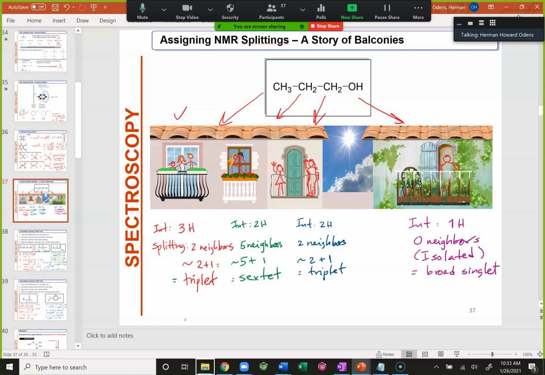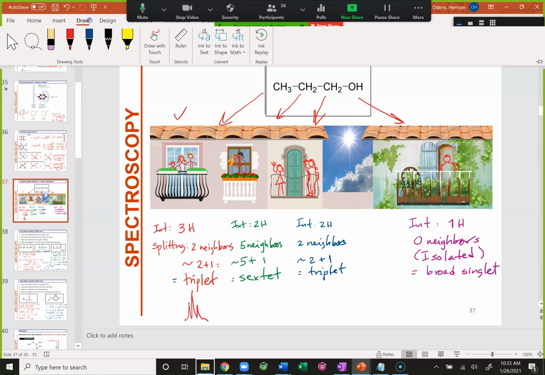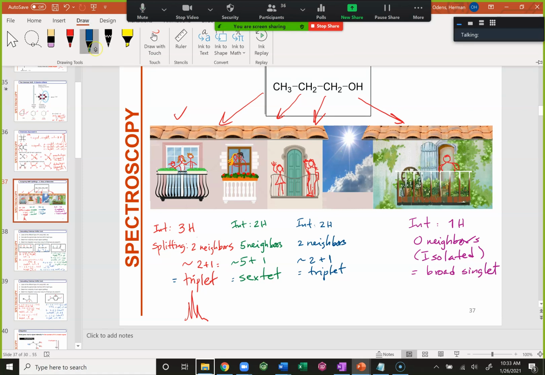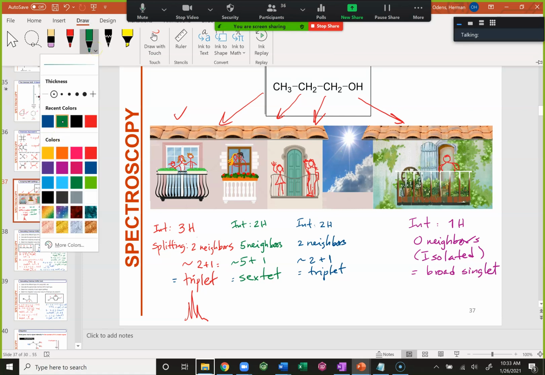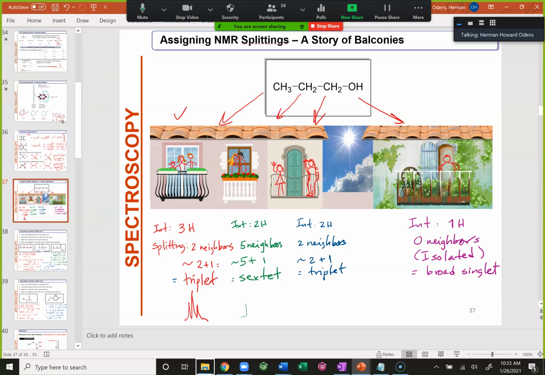So this family right here will be a triplet. The family in the middle, the newlyweds, how many neighbors do they have? 5 neighbors. So 5 plus 1 is a sextet. So you need to draw a sextet, meaning 6 peaks. So it will be something like 1, 2, 3, and then they're symmetrical, 4, 5, and 6. This is how the signal in green will look.